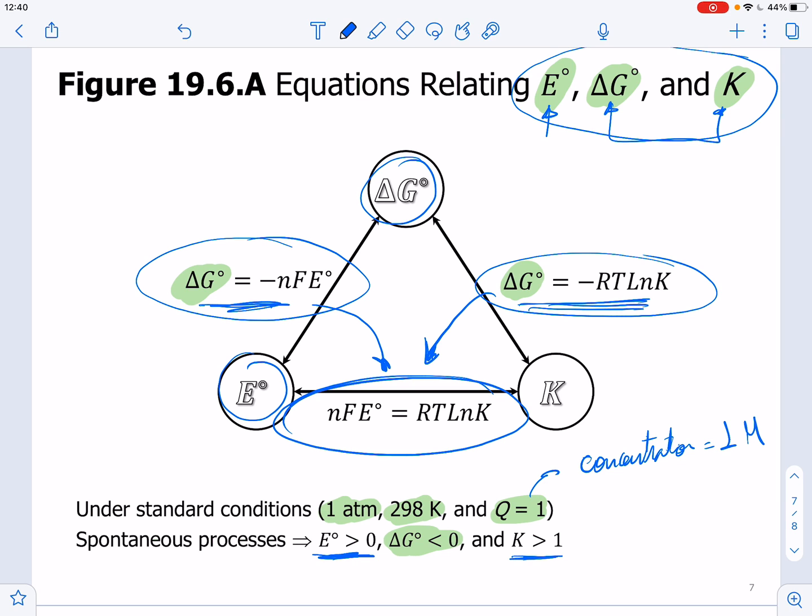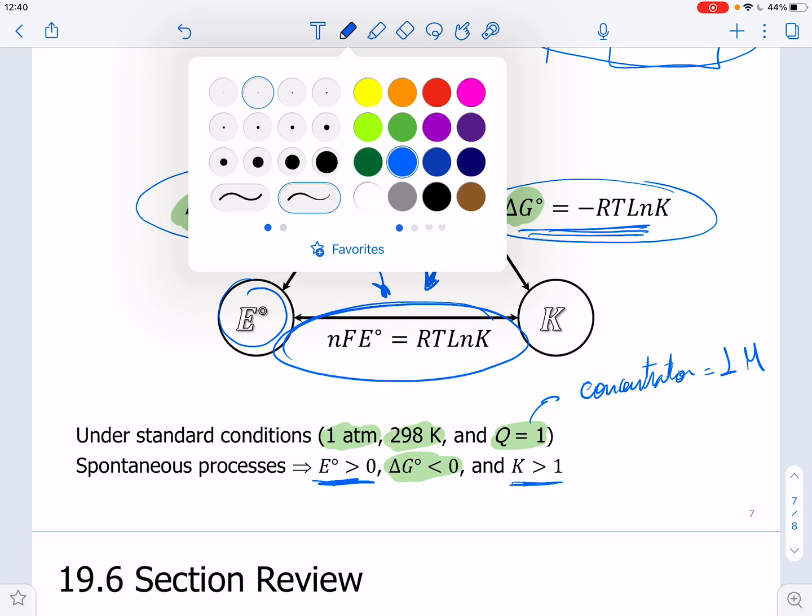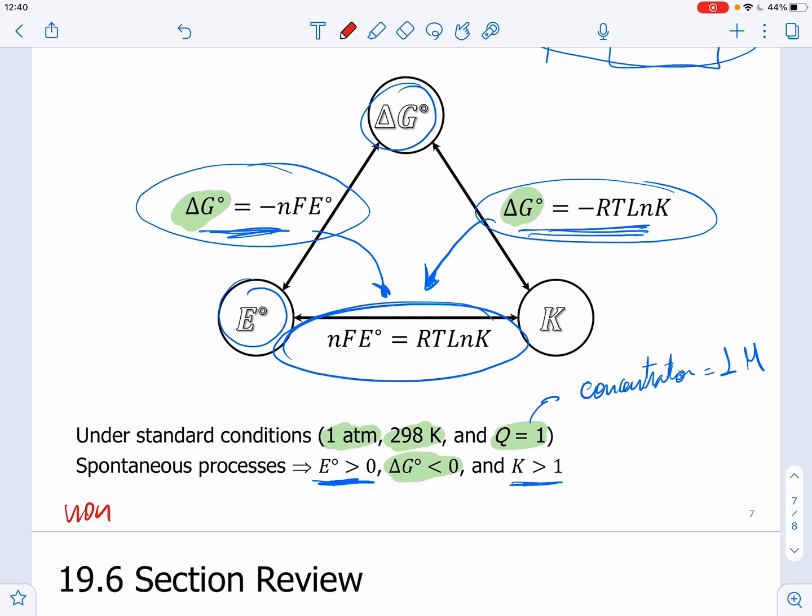Of course, if this is for a spontaneous process, then what would you expect for a non-spontaneous process? For a non-spontaneous process, the electrical potential is going to be negative, delta G is positive, and K is less than 1. So that's pretty much how you can compare spontaneous processes and non-spontaneous processes from the point of view of electrical potential, delta G, and the equilibrium constant.